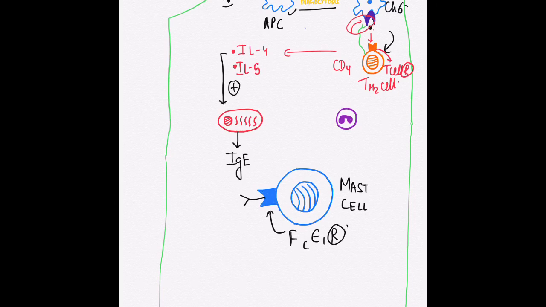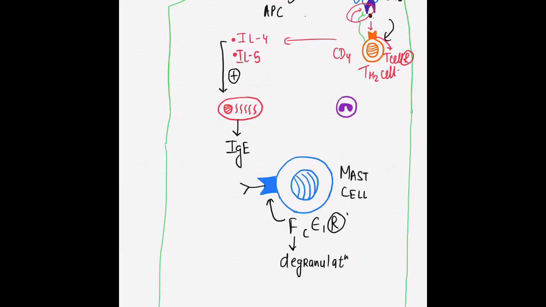After this binding, the IgE antibody would trigger the mast cell to undergo degranulation. When the mast cell degranulates, it produces massive amounts of various cytokines and inflammatory mediators. The most important of these are the histamines and the leukotrienes.